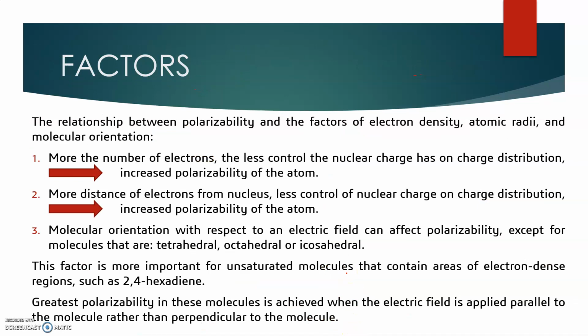So let us look at the factors that relate to polarizability. The more the number of electrons, the less control the nuclear charge has on their distribution, so there is increased polarizability of the atom. Again, if the distance of the electron from the nucleus is high, then the nuclear charge cannot affect the outermost electron. In that case also, there is increased polarizability of the atom. And the molecular orientation with respect to the electric field, how the molecules are oriented in a particular electric field, also affects the polarizability, except for those molecules that are tetrahedral, octahedral or icosahedral. These factors are very important to keep in mind while determining the polarizability in any given system.